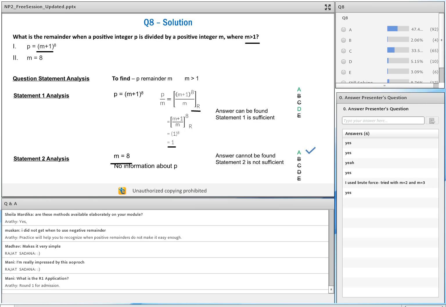Do not use brute force. Please do not use brute force. That's not the purpose of this.